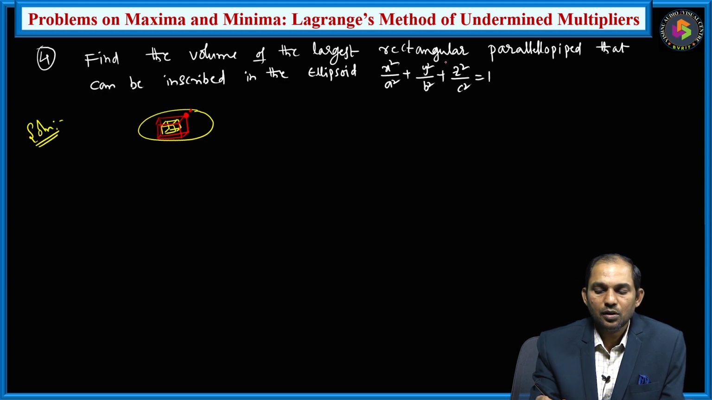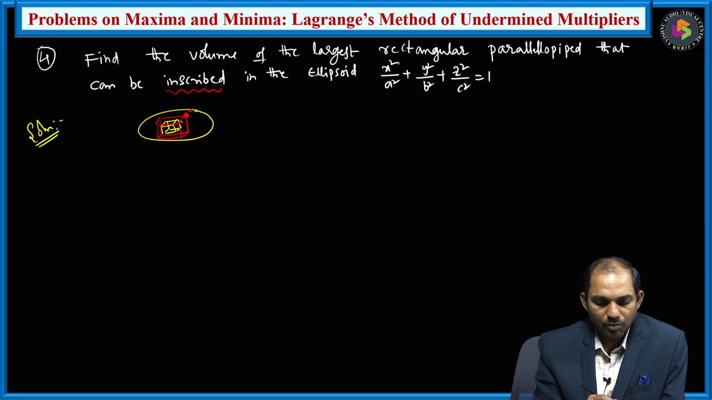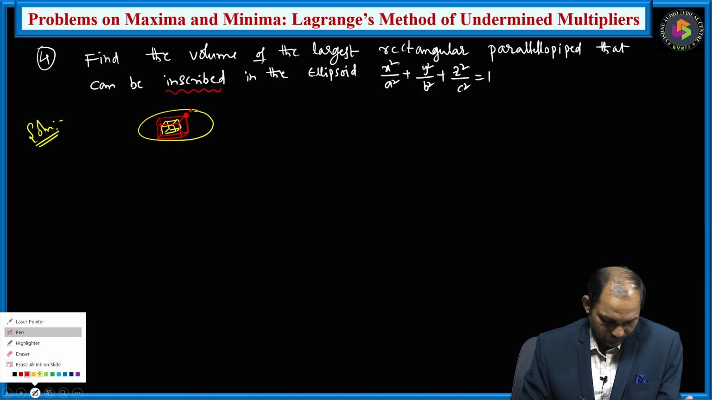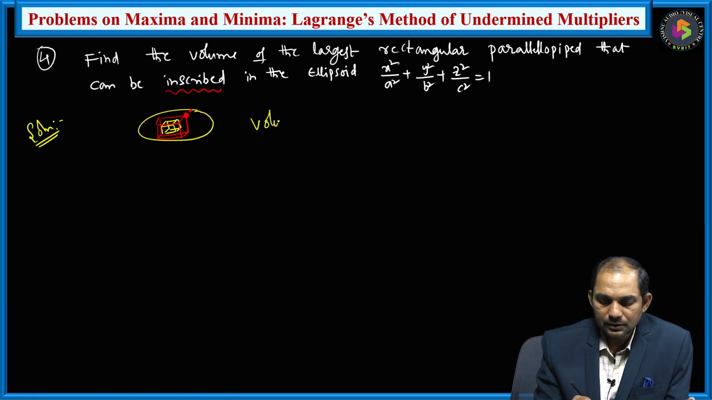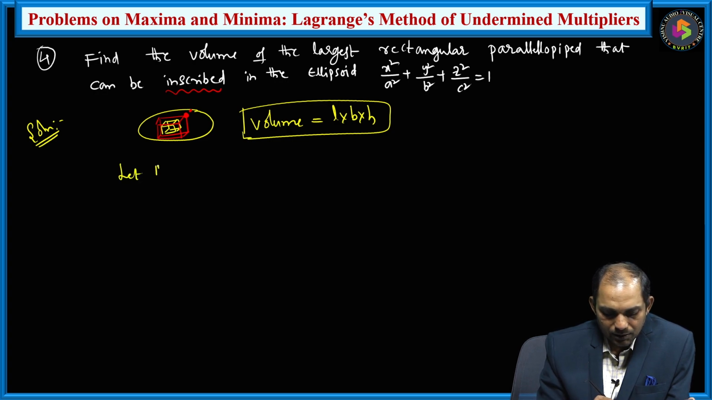We have to take the largest possible rectangular parallelepiped that can be inscribed. Here inscribed means the corners of the rectangular parallelepiped should be tangent to the interior surface of the ellipsoid. Therefore we have to find such parallelepiped dimensions like length, breadth and height, and then compute the volume. So what is the formula for volume? We know volume is given by length into breadth into height. So by keeping this basic observation in mind, we are going to take the dimensions.